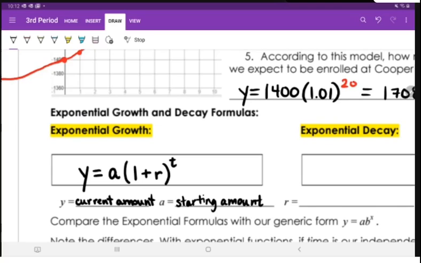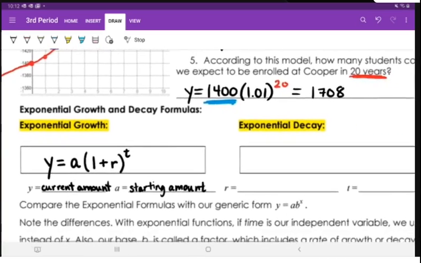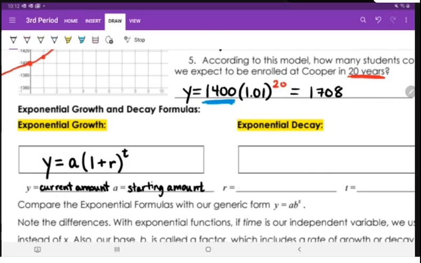So if we look back at the example we just did, our A value was 1,400. That was the number of Cooper students that we started with in the example. That was our starting amount. R is our rate of growth or decay.